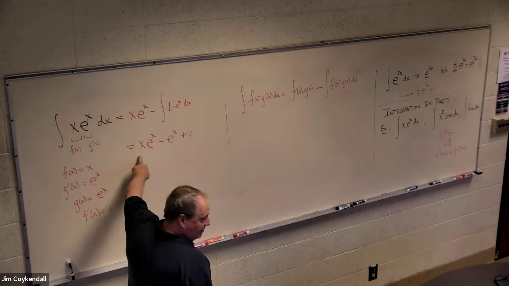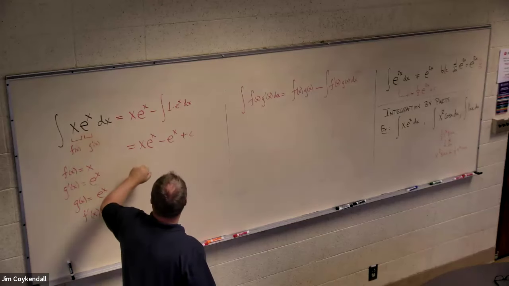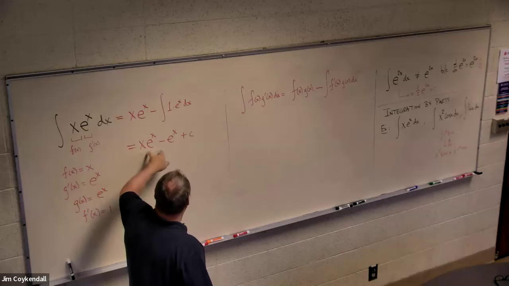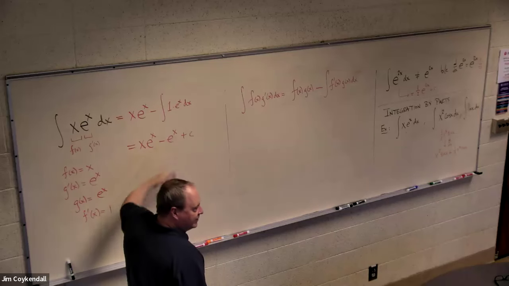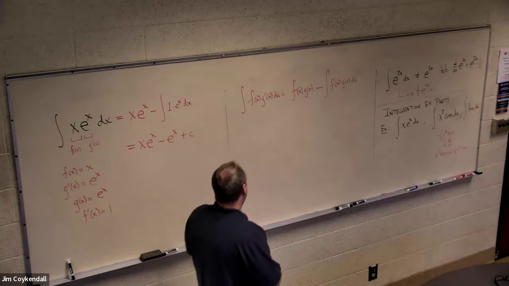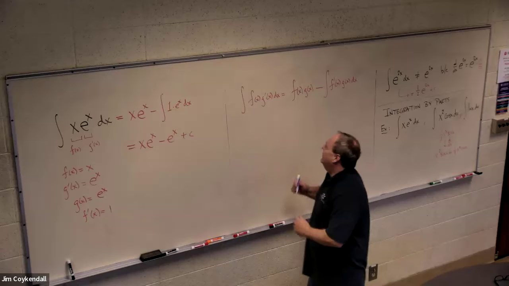And again, you can check your derivative, because the derivative of this is this times the derivative of this, which is x e to the x, and then it's the derivative of x times e to the x. So you've got e to the x minus e to the x, and you take its derivative. It is very common in doing u-substitutions to do it this way.